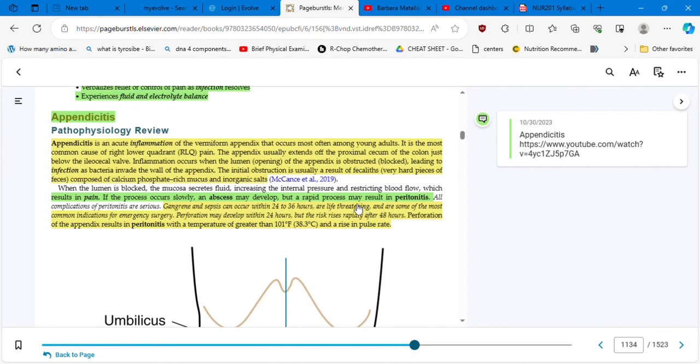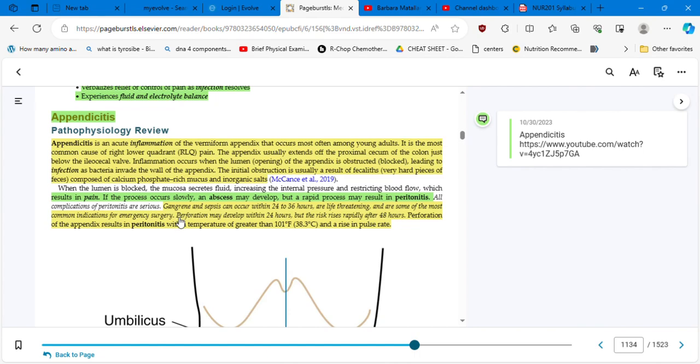So this whole picture results in pain, and if the process occurs slowly, an abscess may develop, but a rapid process may result in peritonitis. We discussed peritonitis in a previous video. Gangrene and sepsis can occur within 24 to 36 hours, are life-threatening, and are some of the most common indications for emergency surgery. Even though this is a life-threatening condition, 24 to 36 hours gives us some time to go to the ER.